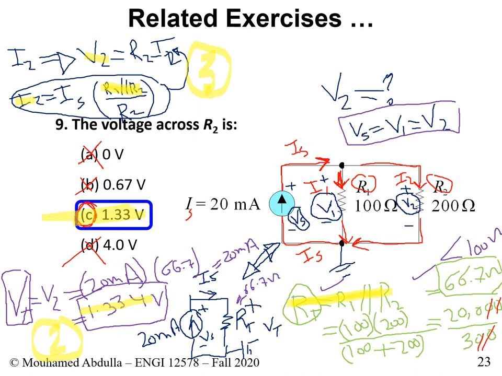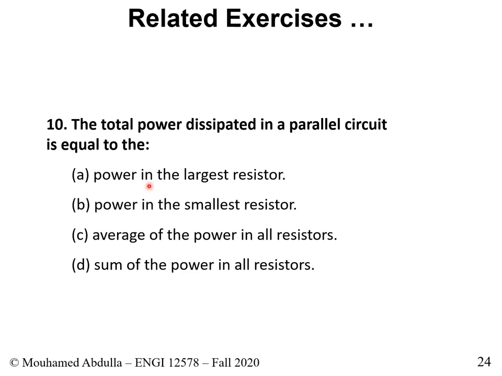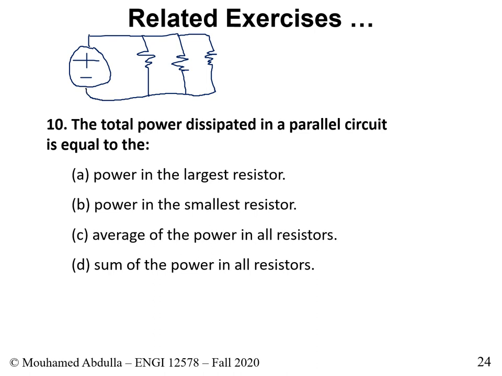That's great. Okay, finally, we are at question number 10, and the question is as follows. The total power dissipated in a parallel circuit is equal to which of the following? So just to help us understand the question, maybe I'll show you a parallel circuit very quickly, maybe with three resistors. It could be two resistors, or it could be four resistors, it doesn't matter, but in this case, let's just use three, just to understand what's going on.